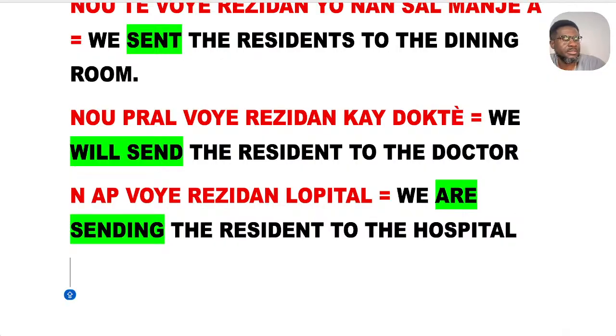Present perfect now. This tense is quite easy. Nou déjà voye resident l'hôpital. You know, I believe this tense is very easy. There's nothing complicated about it, okay? So, don't put in your head, guys, that the tenses are difficult. Once we know how to form them, it's a piece of cake. It's child's play.